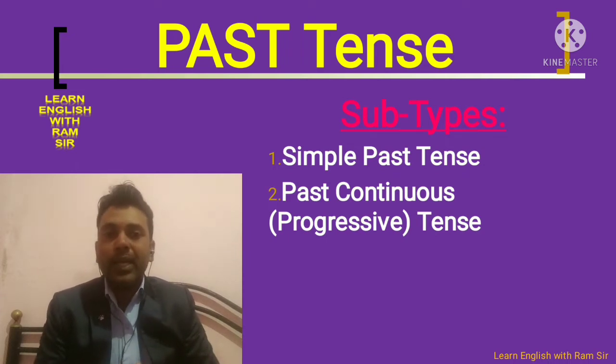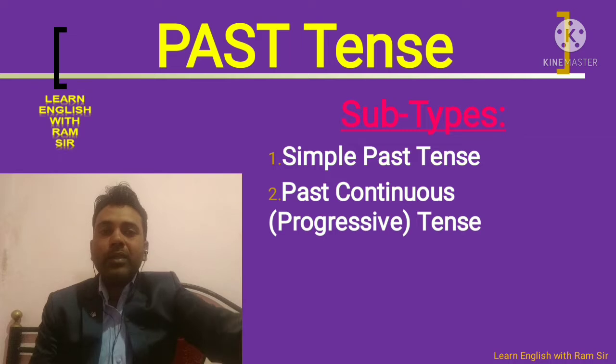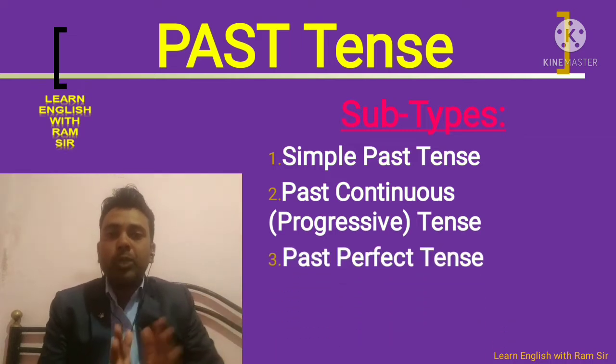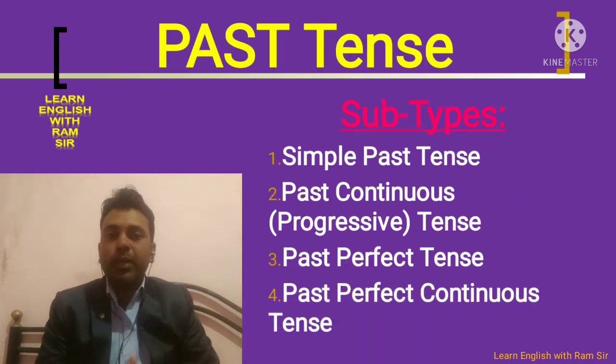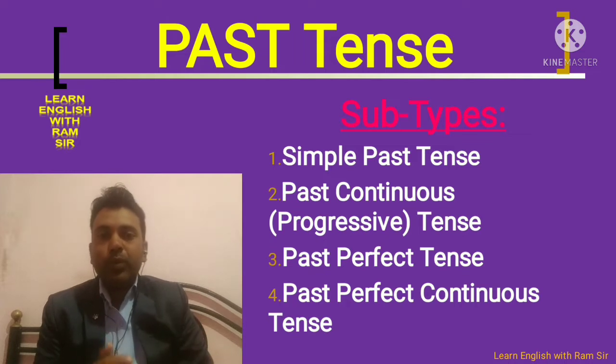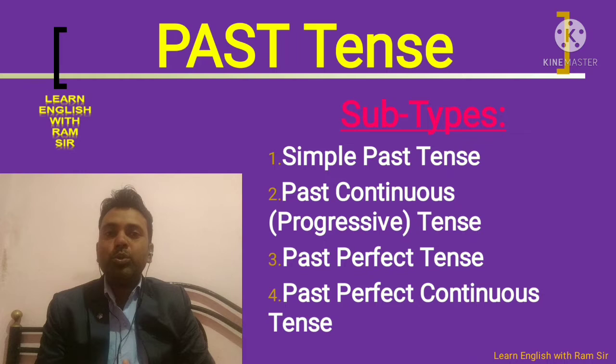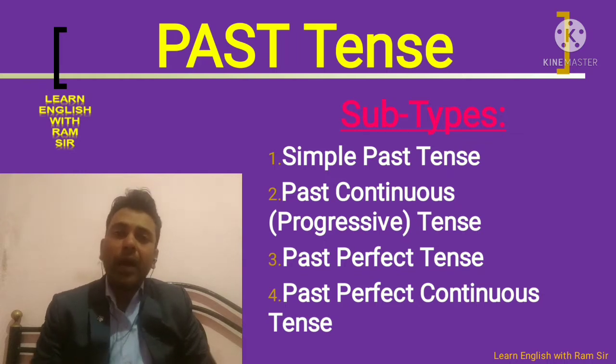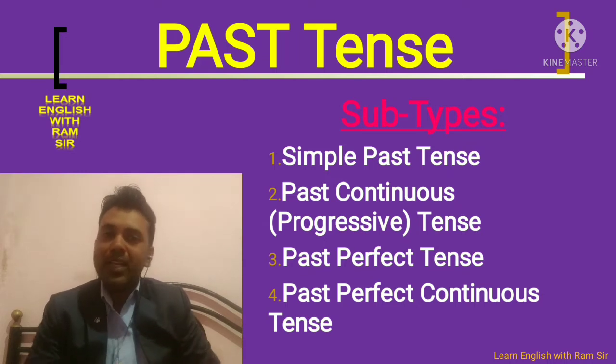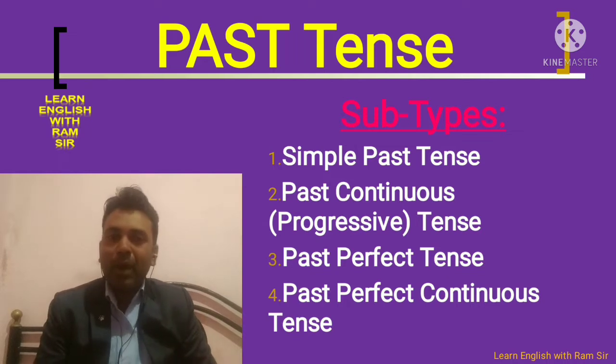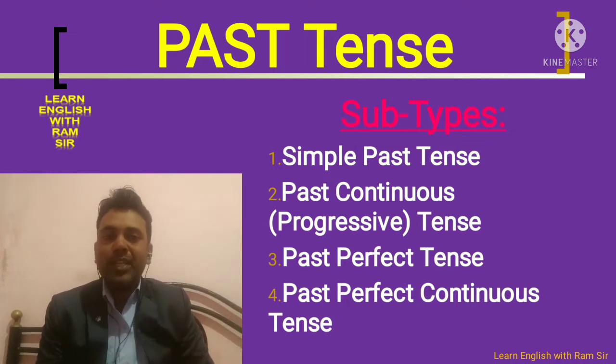continuous को ही हम क्या कहते हैं? Progressive tense कहते हैं. And the most important tense which is past perfect, and after that the last subtype of this particular tense is past perfect continuous tense. So we are going to deal with all the structures of these subtypes, and then afterward, remember, I am going to give you one task and you have to complete that task, and afterward we are moving ahead with our examples. So be ready to learn about this important tense, that is past tense.